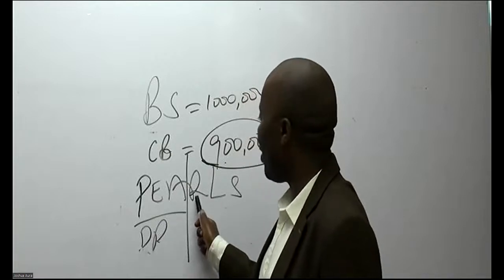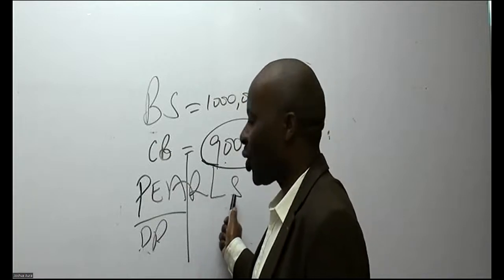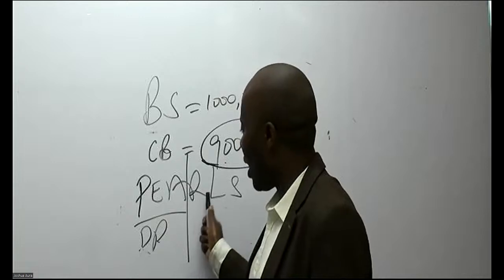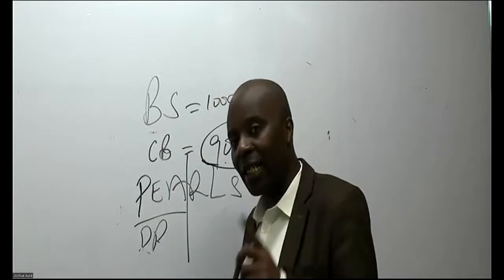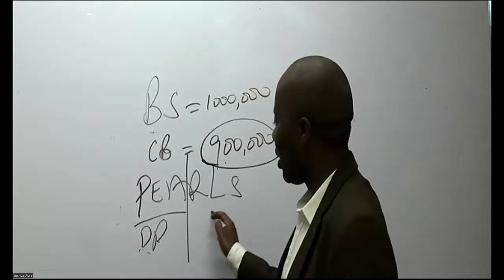And then we have revenue, liabilities, and share capital. Whenever they increase, we do the opposite. We credit.